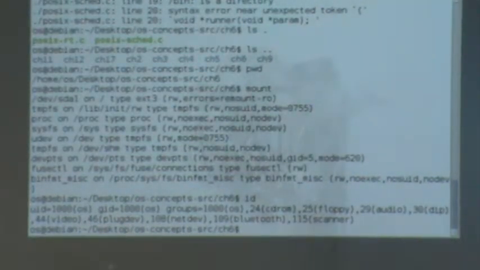For example, I can belong to the computer science group, CSC, also the faculty group, also whatever group. So the user ID is one, but it can have many groups. That is the reason it has 1000, 24, 25, 29, 30, and so many groups assigned to the user.